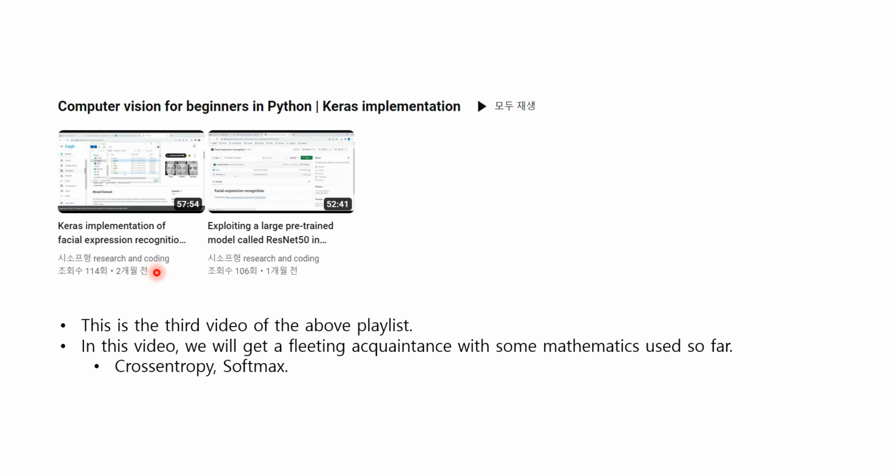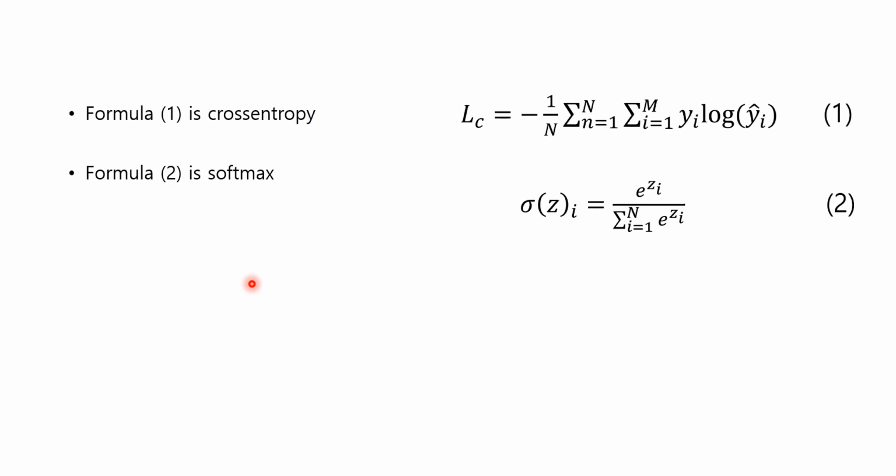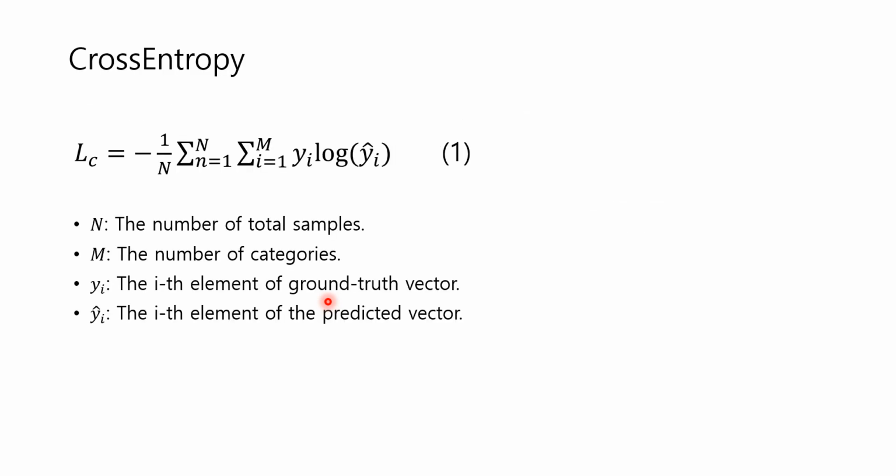In the first video, we've learned how to create our own CNN model, and in the second video, we've used the large pre-trained model to fine-tune it on our target domain dataset. In this video, we'll get a fleeting acquaintance with some mathematics used so far, which are cross-entropy and the softmax. Formulas 1 and 2 show the cross-entropy and the softmax functions respectively.